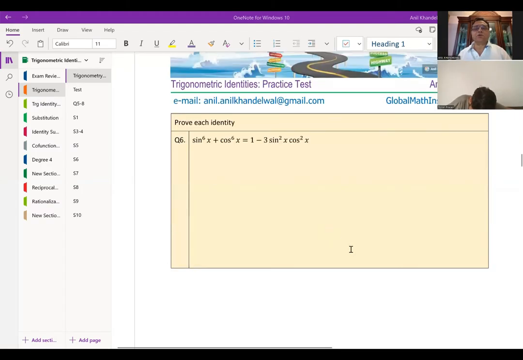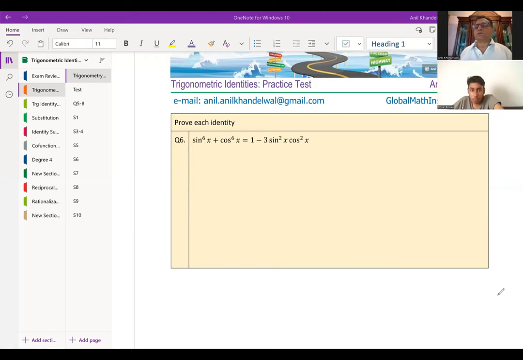Now this is slightly more complicated. We have question number 6 here. Can you please read the question? Sine to the power of 6x plus cos to the power of 6x is equal to 1 minus 3 multiplied by sine squared x multiplied by cos squared x.